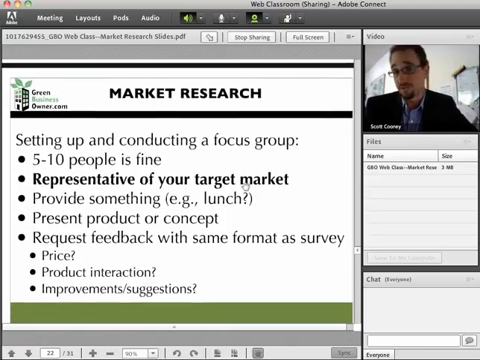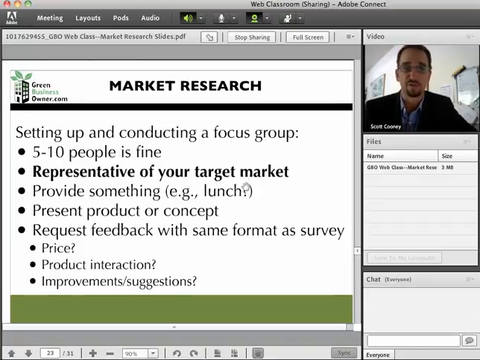But here are some tips, just in case you do want to run one. So if you want to set up and conduct your focus group, keep it small. 5 to 10 people is totally fine. You do want to have it representative of your target market. You don't want to have all one demographic. You don't want to have all women, all men. You don't want to have any one particular race. You want to try and really showcase what your target market is going to be over time.